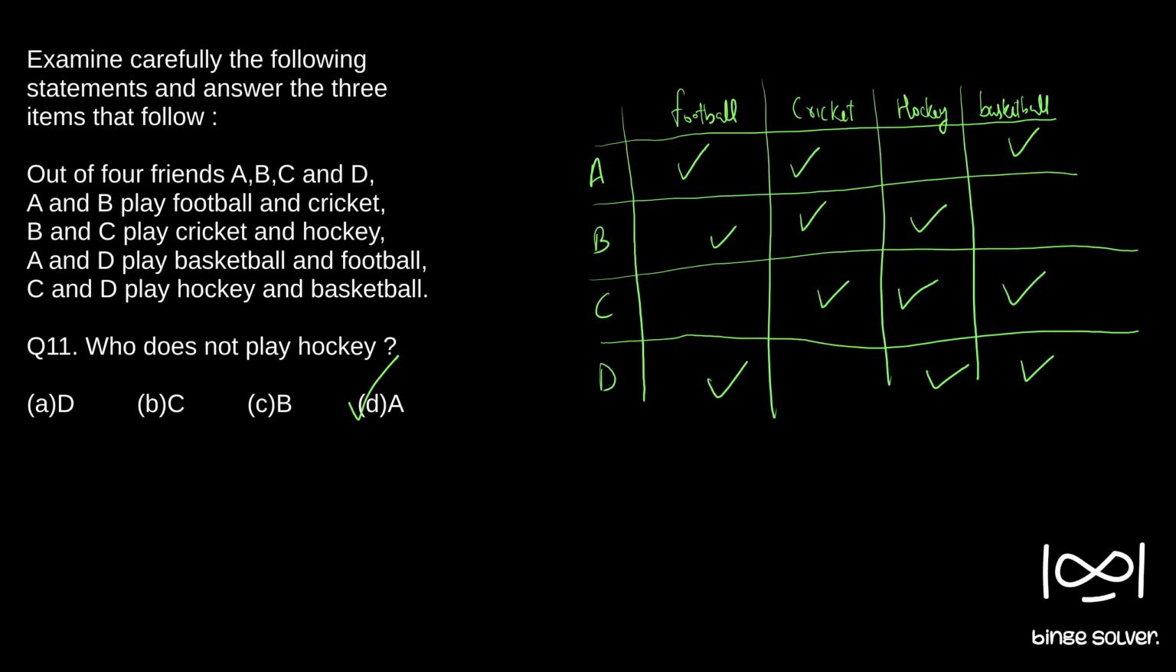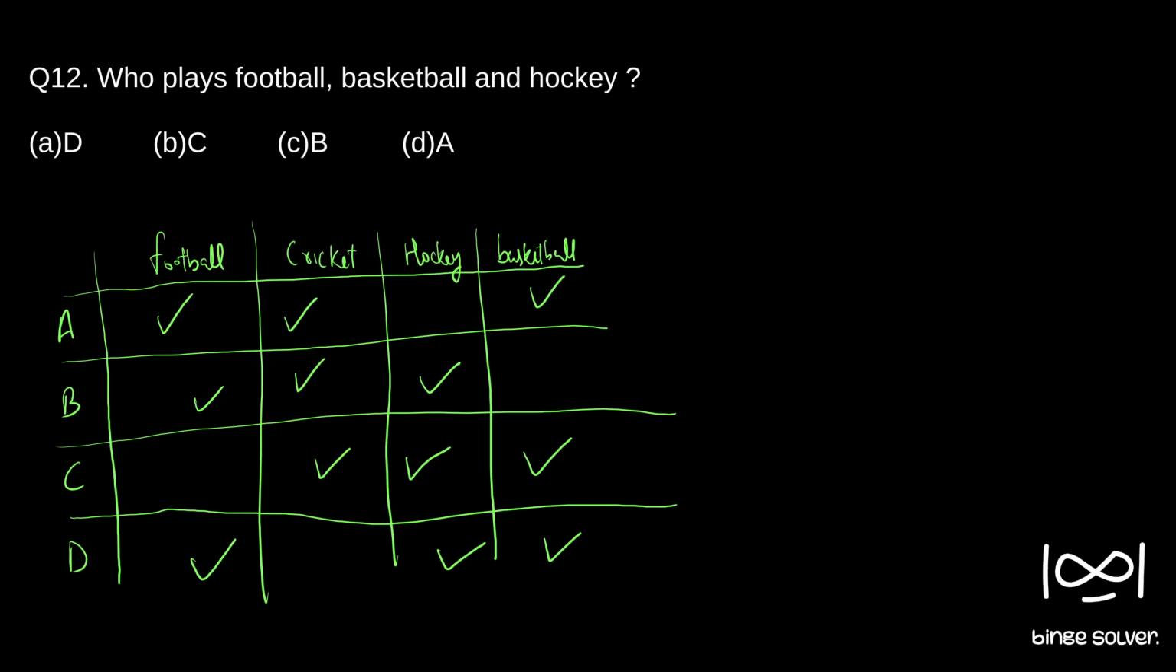Next question, question 12. Who plays football, basketball and hockey? We need to find the person who has a tick on football, hockey and basketball. If you see, D has a tick on all these 3. So the correct answer is D. We'll go to the next question.